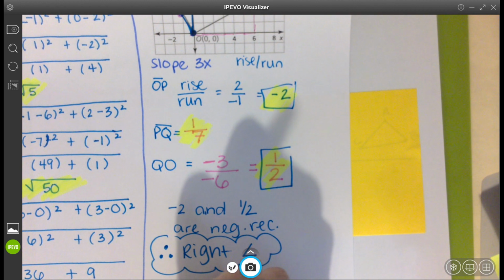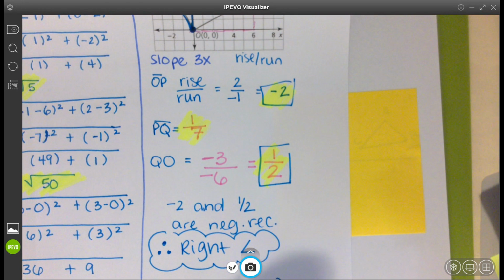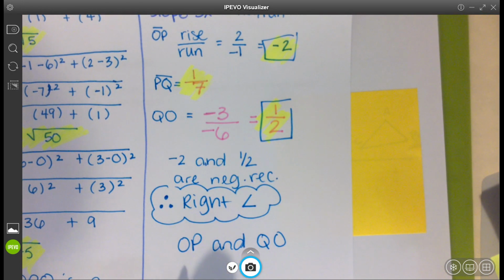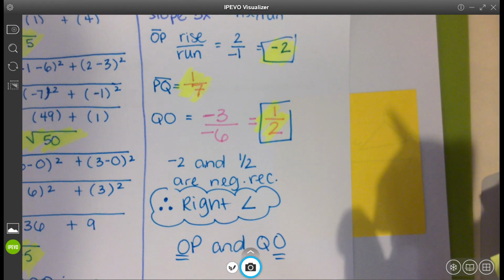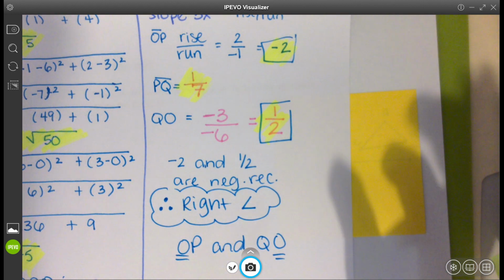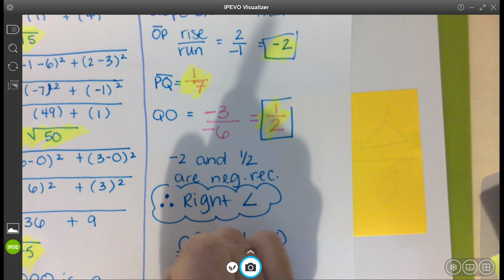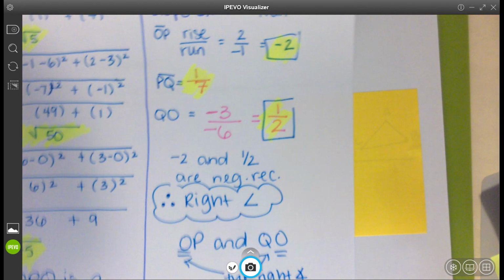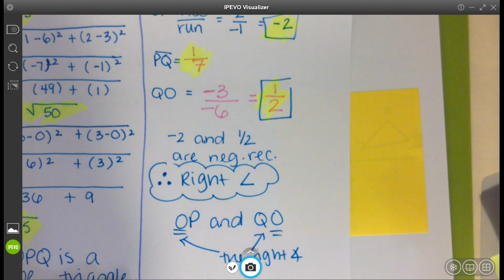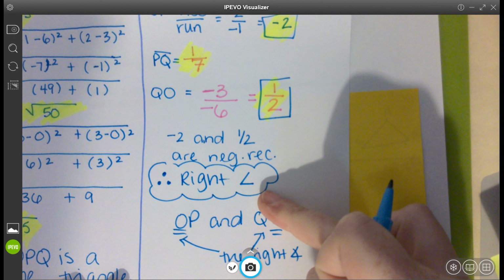So I have OP and QO. So looking at these 2, what letter do they have in common? Right, they have O in common. So that means on the diagram, O is where the right angle would be located. Okay, so that's just a little bit extra information. That's where the right angle would be. All you need to provide to me is showing each slope and identifying if there's a right angle or not.